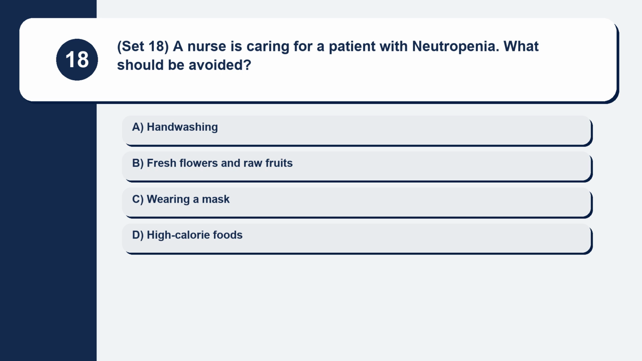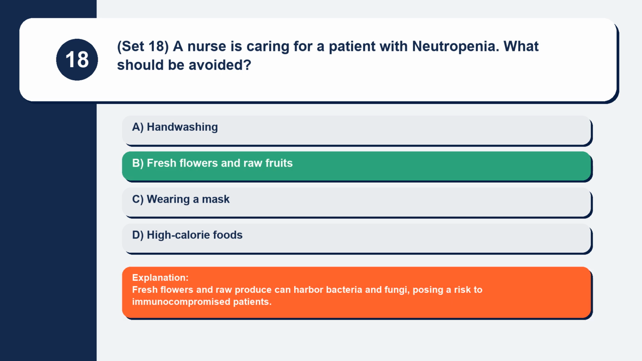Question 18, Set 18. A nurse is caring for a patient with neutropenia. What should be avoided? Hand washing, fresh flowers and raw fruits, wearing a mask, high-calorie foods. Fresh flowers and raw produce can harbor bacteria and fungi, posing a risk to immunocompromised patients.